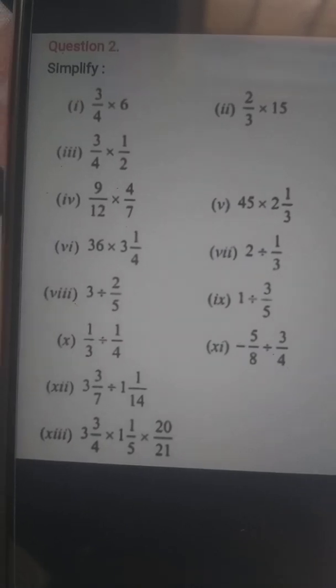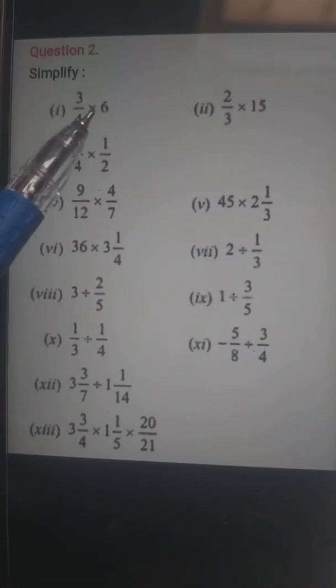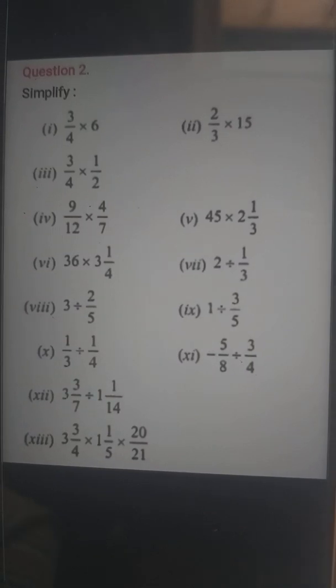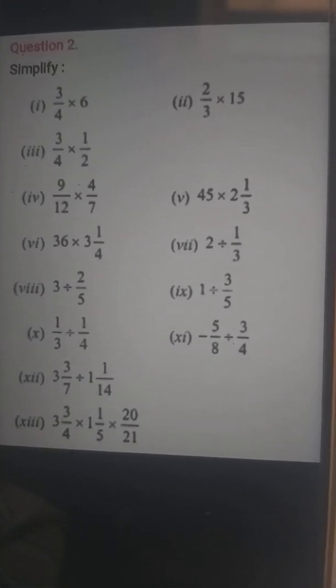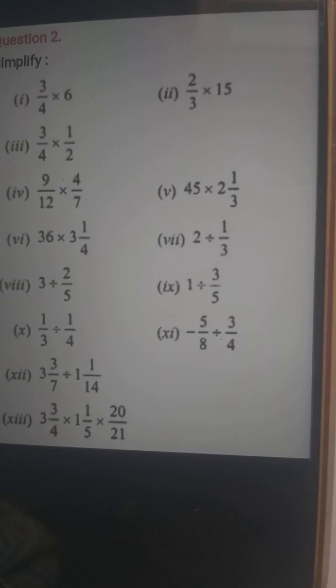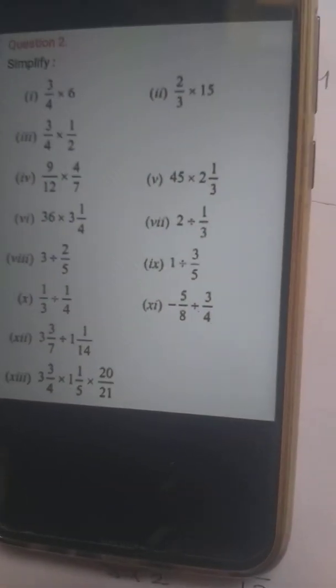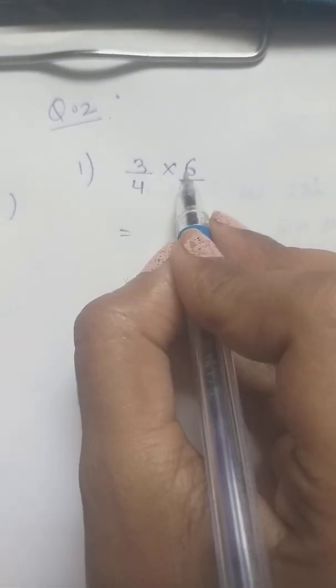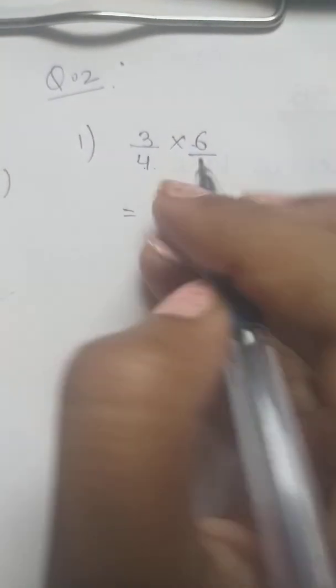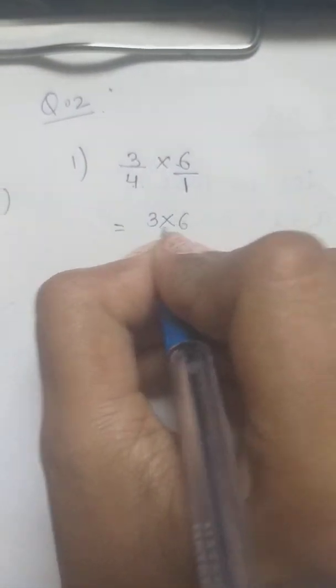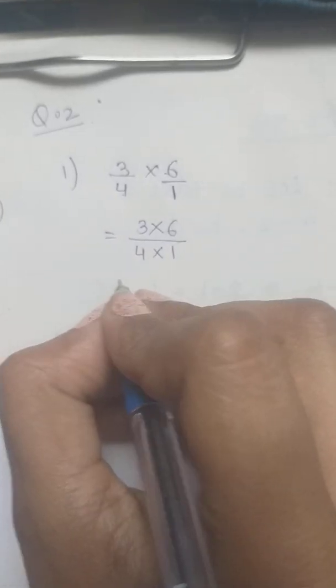Question number 2, simplify. First question, 3 by 4 multiply by 6. See, 6 in the numerator, nothing in the denominator, which means 1. If there is nothing in the denominator, you have to consider it as 1. So numerator multiply by numerator and denominator multiply by denominator. Question number 2, 3 by 4 multiply by 6 by 1. So 3 multiply by 6 and 4 multiply by 1.